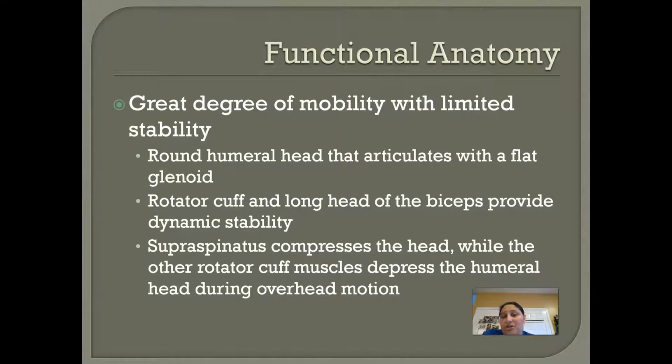Okay, functional anatomy of the shoulder. There is a huge degree of mobility with limited stability. The humeral head articulates with more of a flat glenoid. The rotator cuff and long head of the biceps provide stability, and the supraspinatus compresses the head, while the other rotator cuff muscles depress the humeral head when you're in an overhead motion.